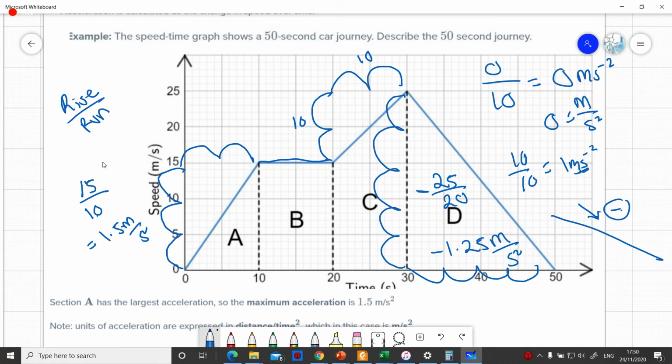You can write it as ms minus 2 or m over s squared. Please be consistent with which one you choose. I prefer ms minus 2 because it's one where I don't have to write a fraction.